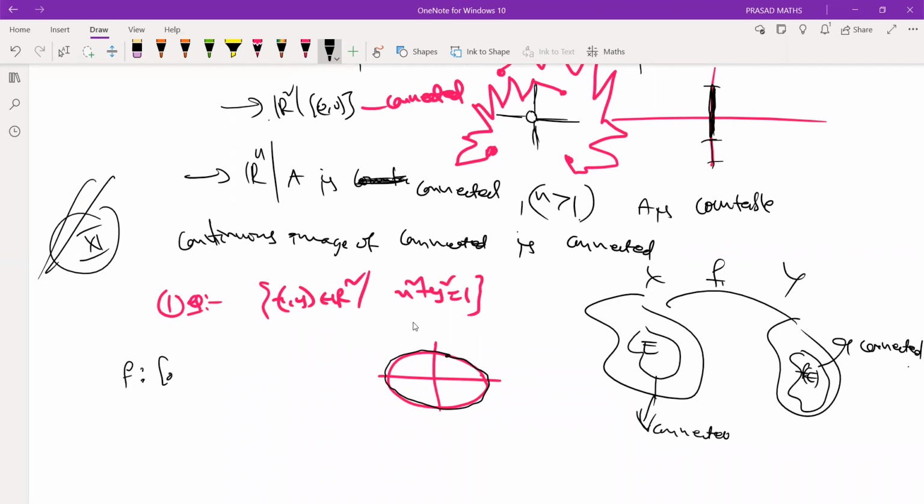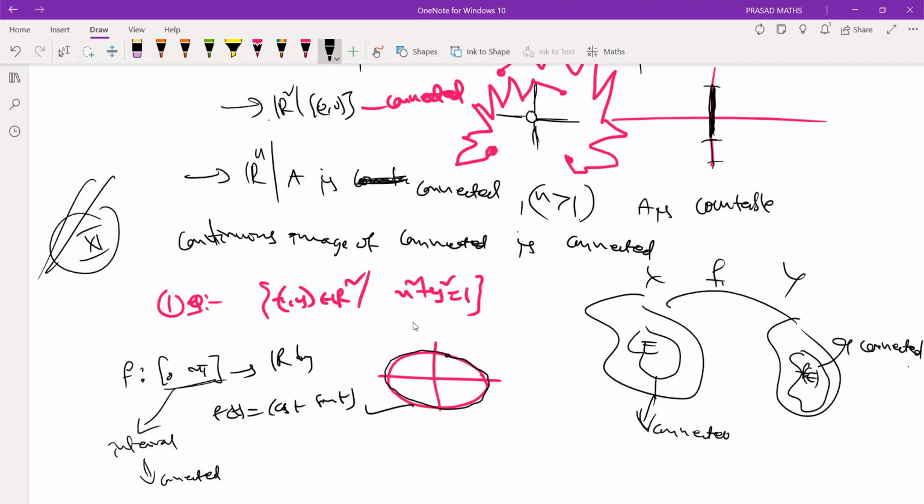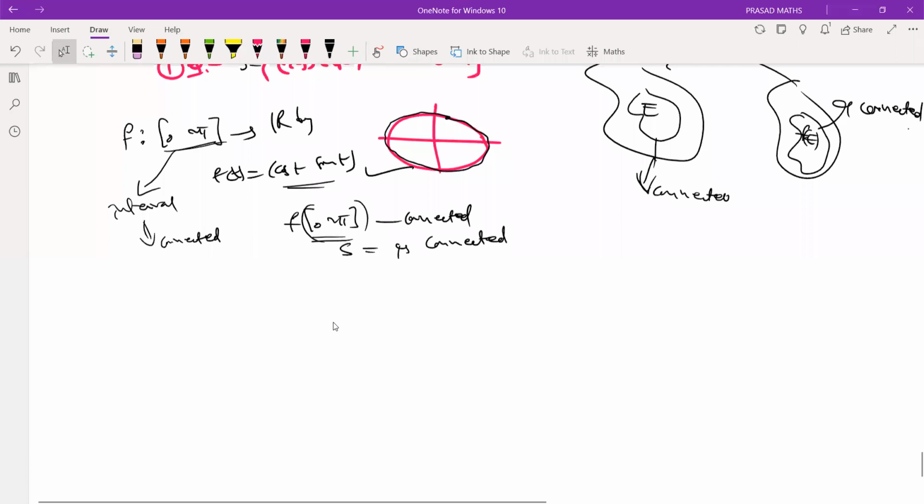So I can define a continuous function like this: f of t is equal to (cos t, sin t). Clearly it is a continuous map, right? The domain is an interval, and an interval is connected, as I already told you. Since the domain is connected, the image is also connected. But what is the image? The total circle S. This is my S, and it is connected. Is it clear? So continuous image of connected is connected. This is a very important example. Suppose you take an ellipse.